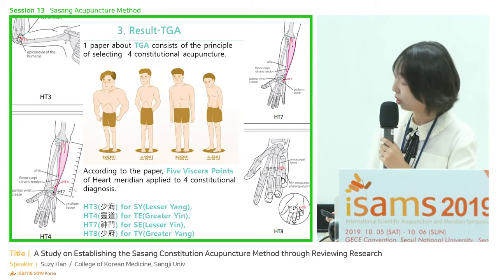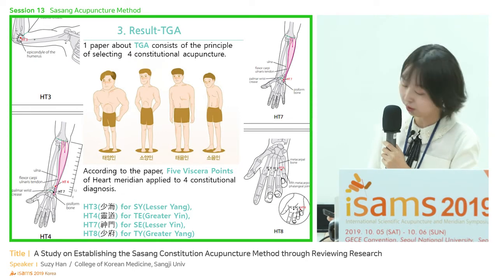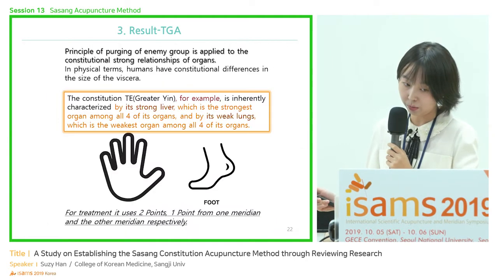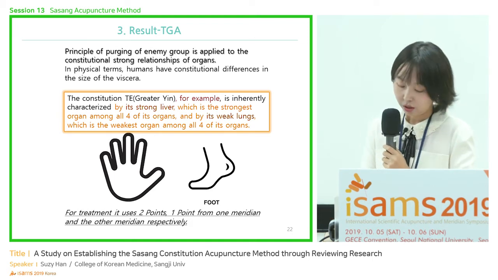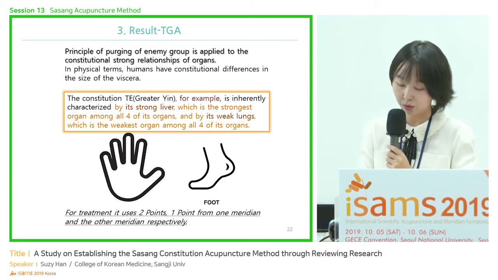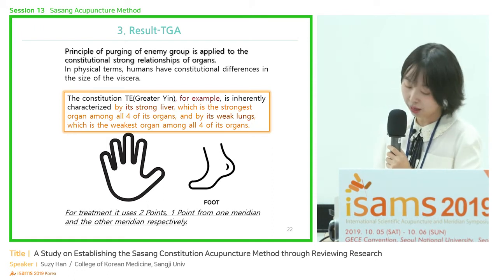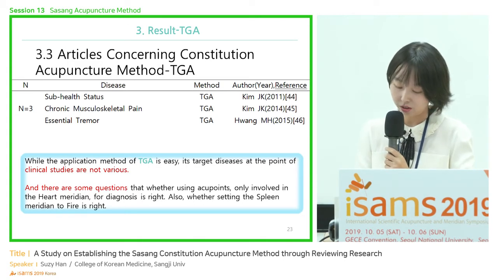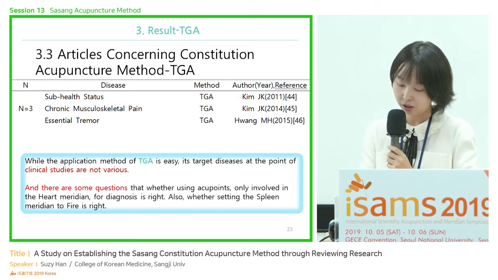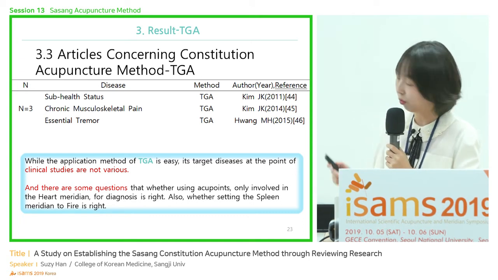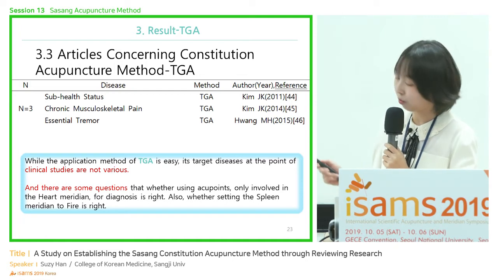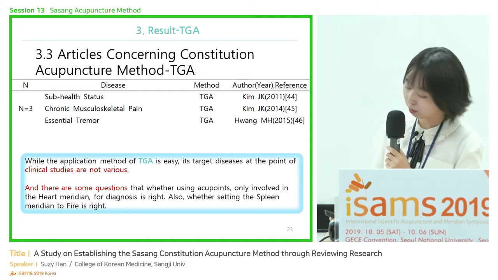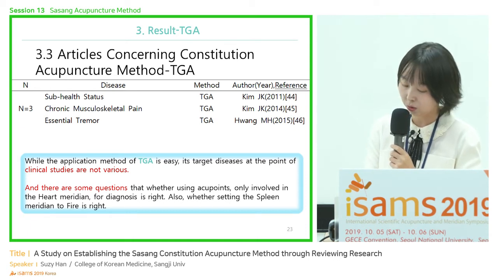For treatment, it uses 2 points, 1 point from one meridian and the other point from the other meridian, respectively. Principle of purging of enemy group is applied to the constitutionally strong relationships of organs. While the application method of Taegeuk acupuncture is easy, its target diseases are not various. The points of clinical studies are not various. And there are some questions about whether using acupoints only involved in the heart meridian for diagnosis is right. Also, whether setting the spleen meridian to fire is right is also a limit.